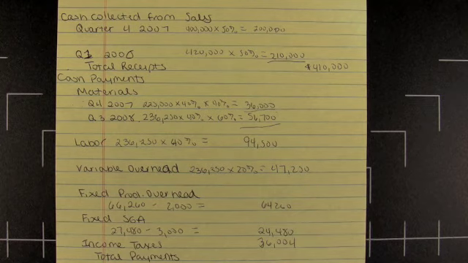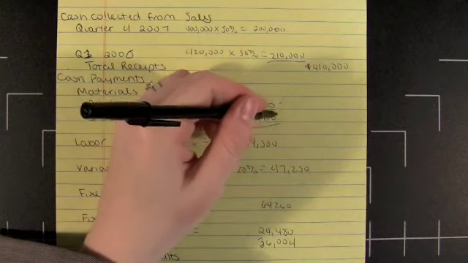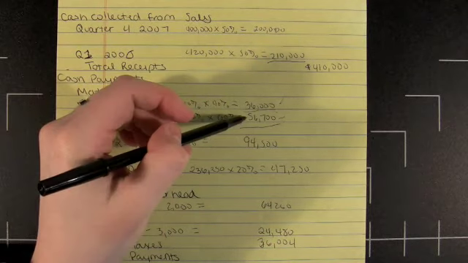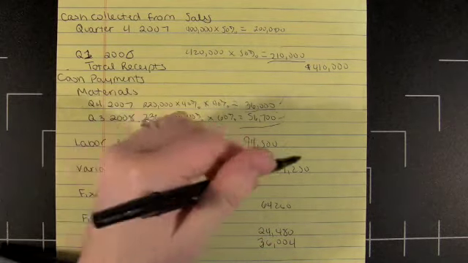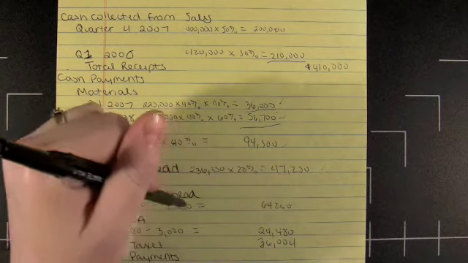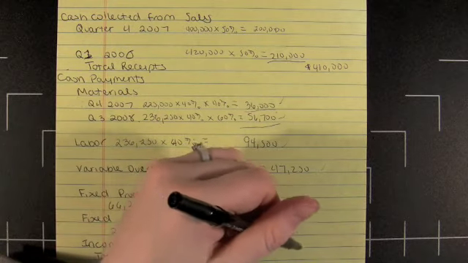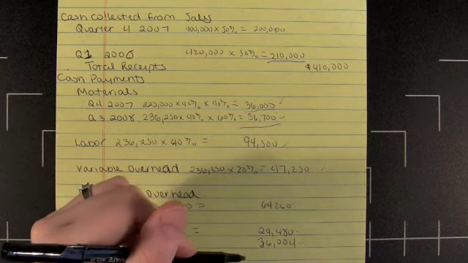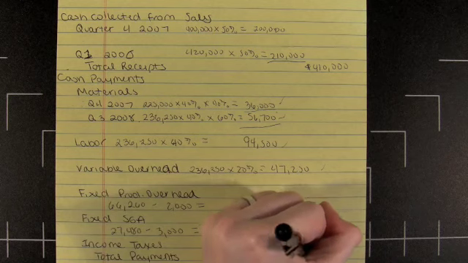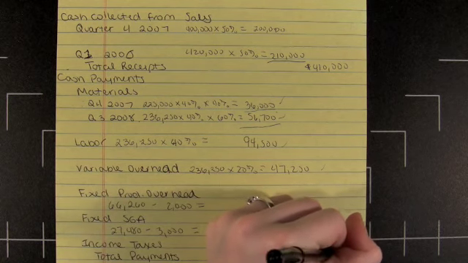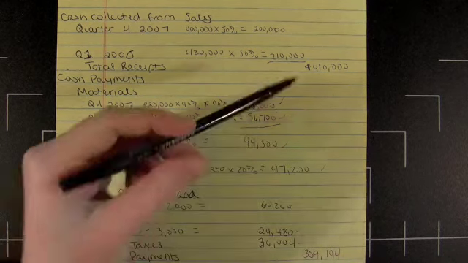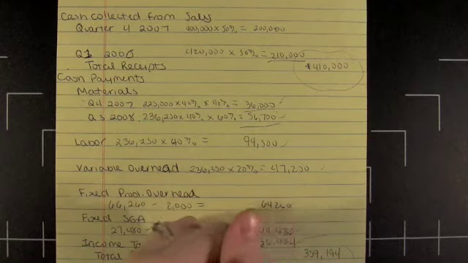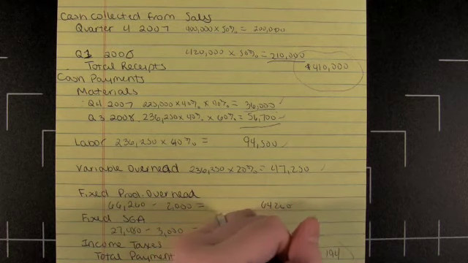$36,004. So adding up the $36,000 for materials, $56,700 for materials in the current quarter, the labor, overhead, fixed and variable, and fixed selling, general administrative, and income taxes, we get our total payments, which are $359,194. So if you remember, we received $410,000. We plan to pay out $359,194.